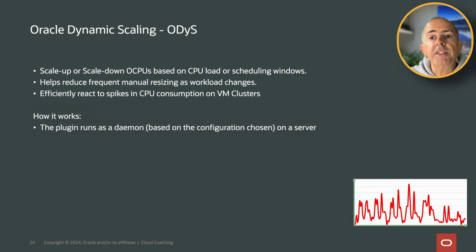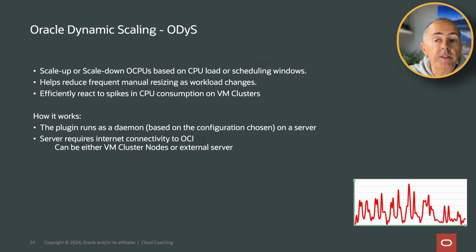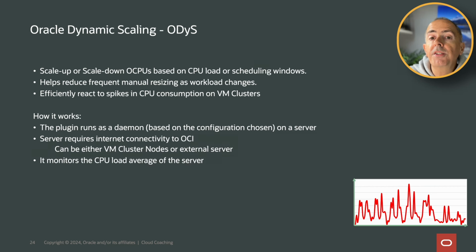So the way it works is there's a plugin that runs as a daemon, and you have a choice as to where you want to configure that. The server it runs on requires internet connectivity back to OCI because it needs to use the REST API calls. So this server can be either one of the VM cluster nodes or an external server. And it'll monitor the CPU load on the DB servers, and we provide a standard CPU load tool to measure that. Or you can write your own tool if you have a different way of measuring things.